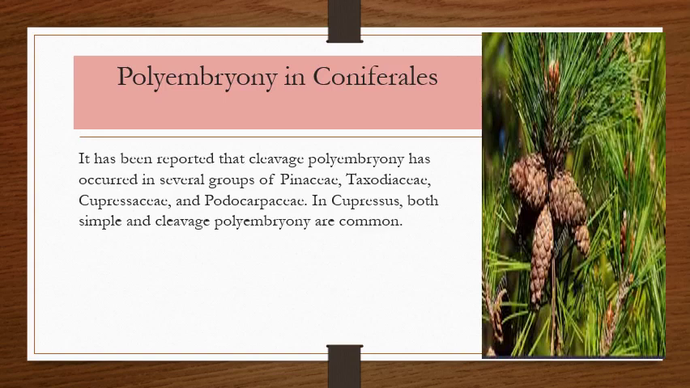Polyembryony in Coniferales. In case of Coniferales, polyembryony occurs in the majority of its members, and here the number of embryos varies from 2 to many. It has been reported that cleavage polyembryony has occurred in several groups of Pinaceae, Taxodiaceae, Cupressaceae, and Podocarpaceae. In Coniferales, both simple and cleavage polyembryony are common.